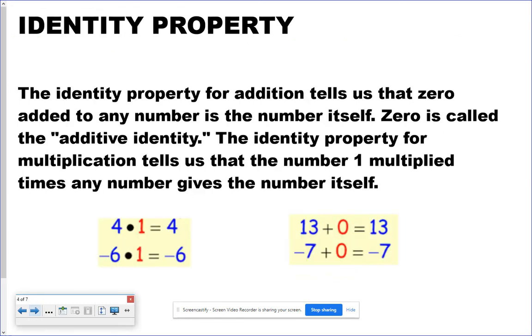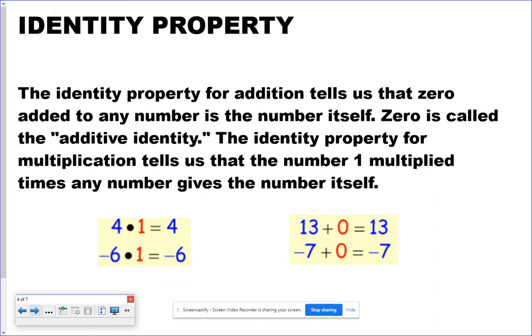Next, we have the identity property. Again, we have the identity property of addition and the identity property of multiplication. Okay, so the identity property for addition tells us that if we add 0 to anything, the number stays the same, right? If I add 0 to any number in the world, I'm still going to get that same number. I'm going to get itself. It's keeping its identity.